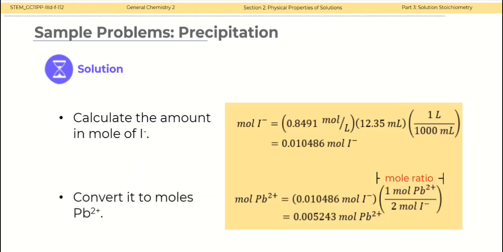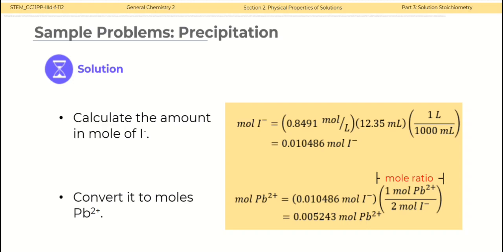Calculate the amount in moles of iodide. From potassium iodide, in which 1 mole of the compound produces 1 mole iodide ion, moles iodide ion equals the molarity times volume of potassium iodide solution. The answer is 0.010486 moles iodide ion. Convert this value to moles lead 2 plus ion.